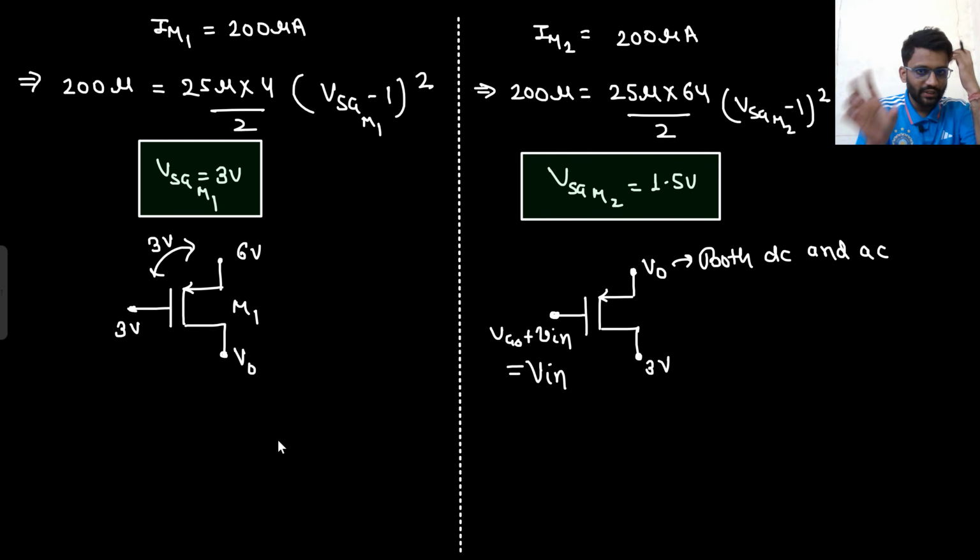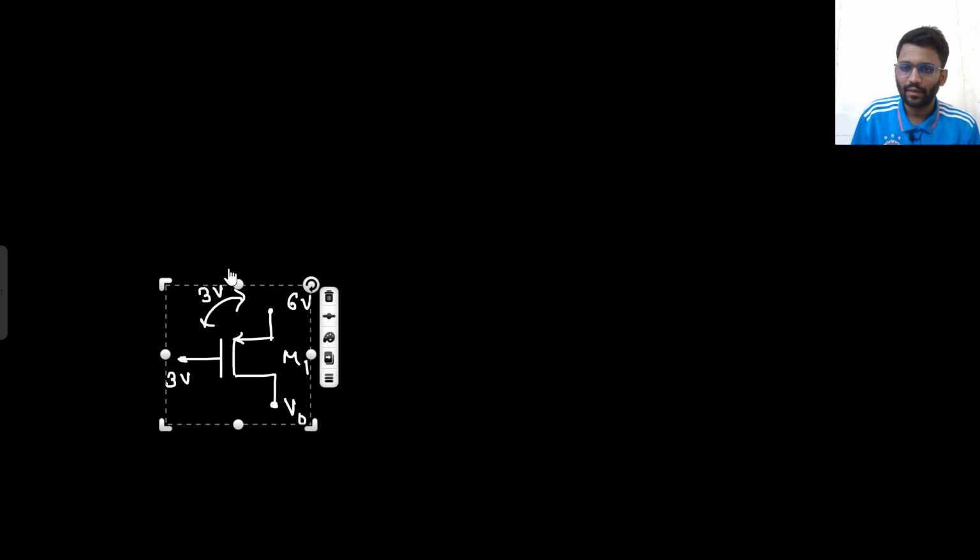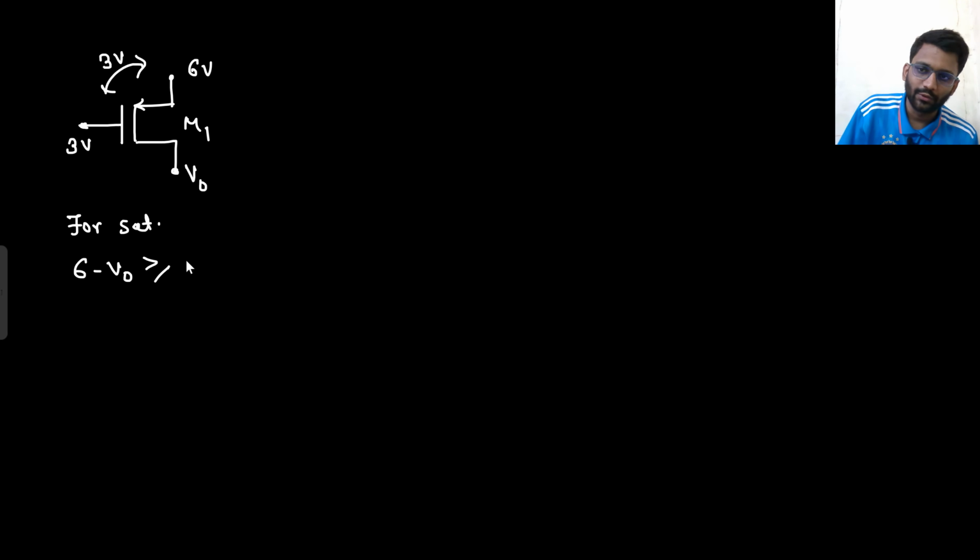So there are two MOSFETs, M1 and M2, and both should be in saturation region. So we can pick the MOSFETs one by one and find our condition. From M1, for saturation, VSG should be greater than or equal to VSD, which should be greater than or equal to VSG minus VT. 6 minus V naught should be greater than or equal to 2. So V naught should be less than or equal to 4. This is the V naught value, right?